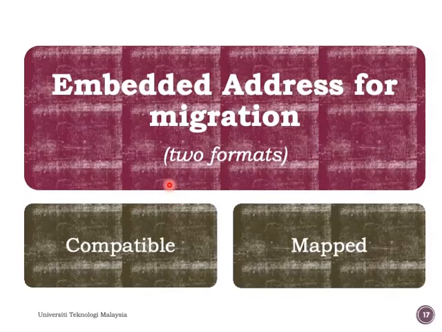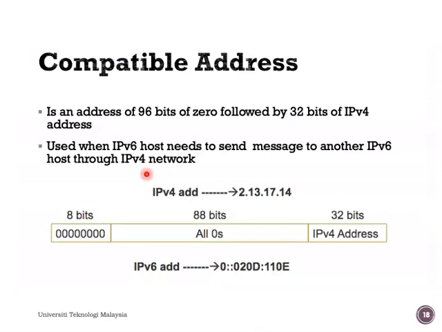During the transition from IPv4 to IPv6, hosts can use IPv4 addresses embedded in IPv6 addresses. This is for migration purposes. Two formats have been designed for this purpose: compatible and mapped. A compatible address is an address of 96 bits of zeros followed by 32 bits of IPv4 address. It is used when an IPv6 host needs to send a message to another IPv6 host through an IPv4 network.